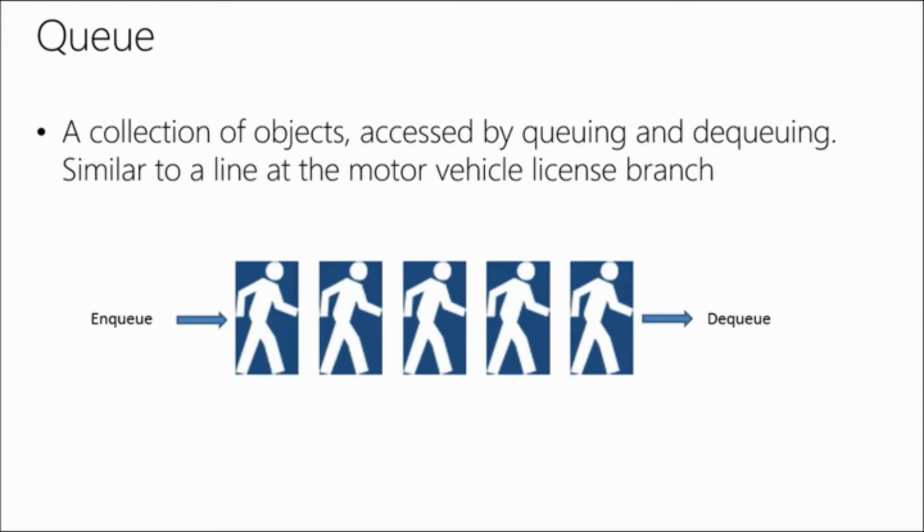The next one we look at is a queue. Again, it's a collection of objects, but we access a queue through enqueuing a value and taking it off through dequeuing. I use this one to represent something similar to a line at the motor vehicle branch. This is considered a first in, first out data structure, where the first piece of data that's into the queue will be the first piece of data out of the queue. And you access that information through these different methods that pull the items off of the queue.